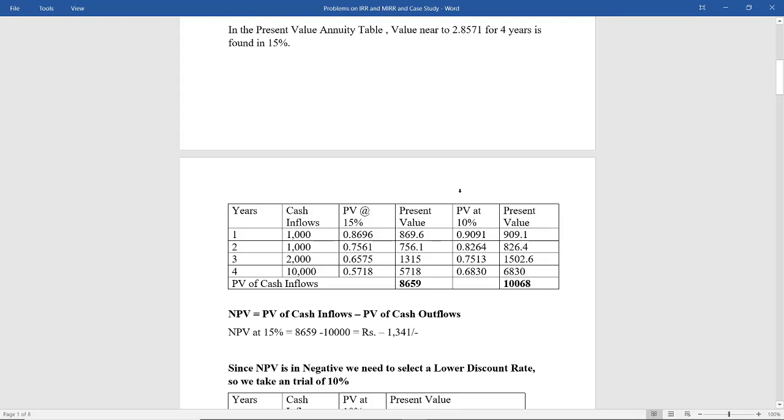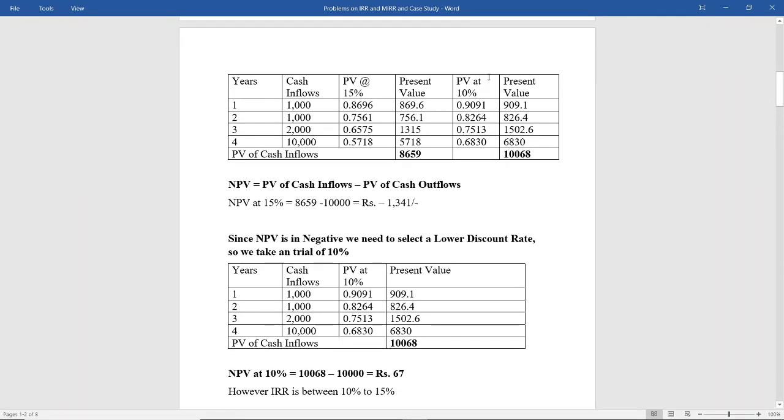Correct? So the next step is to find out NPV, because we know IRR is that rate where NPV is 0. So obviously we have to calculate NPV. Ignore these two columns for now. We have written the cash inflows as they are from the problem. Now the PV at the rate of 15%. We have taken R as 15%. So calculate the present value of cash inflows by multiplying this by this.